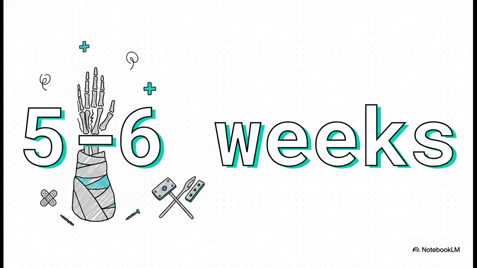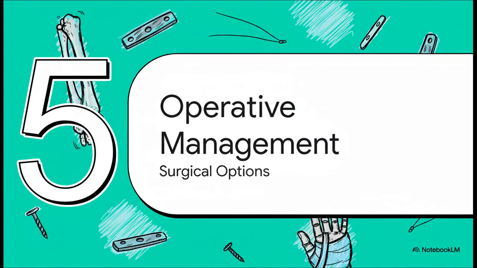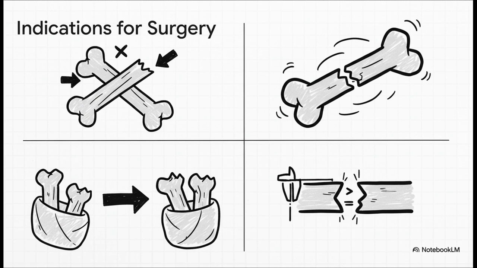But what if things don't go to plan? What happens when it slips? Well, that brings us right to Section 5, Operative Management. Because going conservative isn't always the answer. So let's get into the reasons we take a patient to the OR and what we do when we get there. So when are we booking a trip to the operating room?